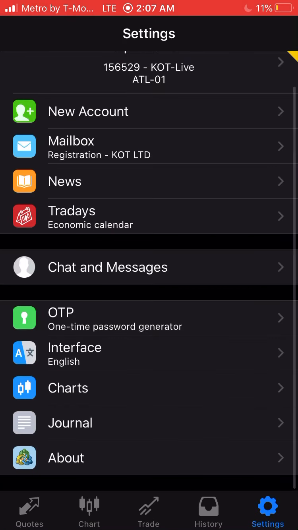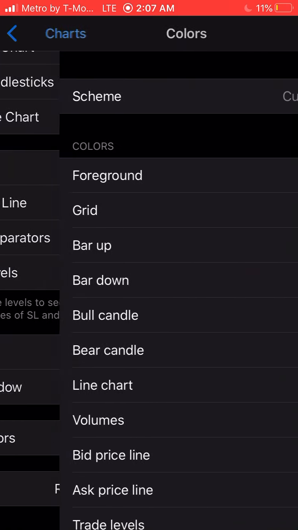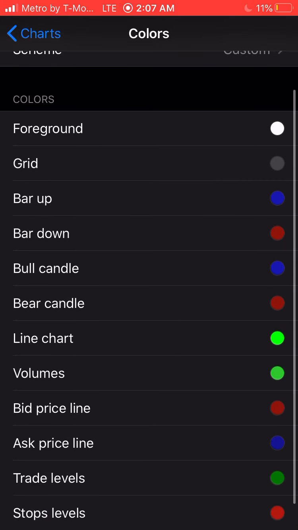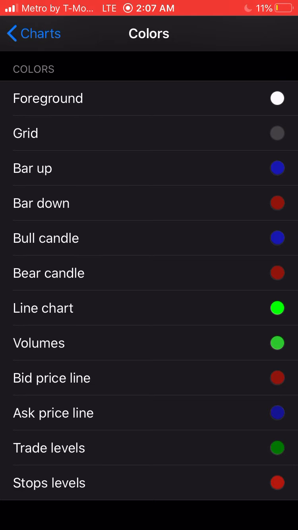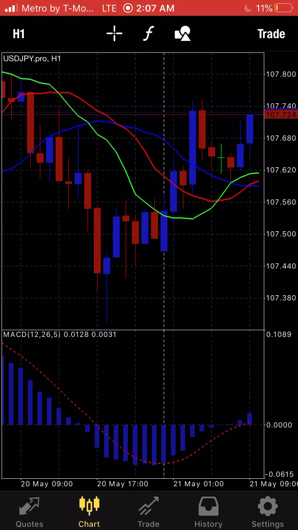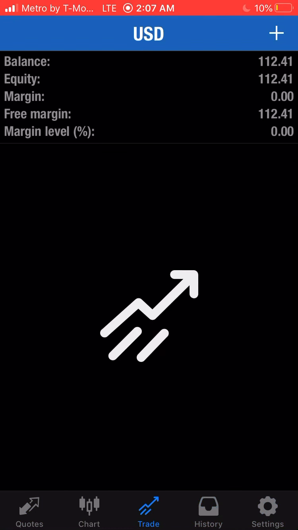We'll go to settings again. Click on charts, go to colors. You have my foreground in white, grid in gray, bar up blue, bar down red, bull candle blue, bear candle red, line chart green, volume green, bid price line red, ask price line blue, trade levels green, stop levels red. You can just take a screenshot of this, copy this down to your MetaTrader 4 settings, and have a chart looking like mine. And yeah, this is the basics of going over my brokerage app.